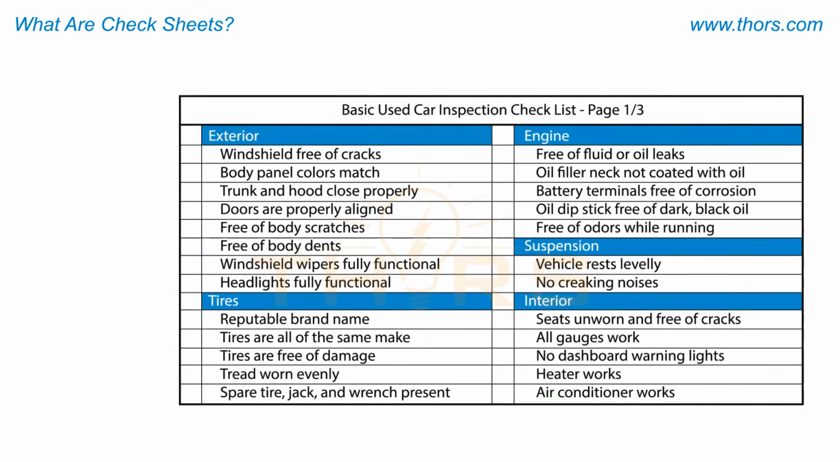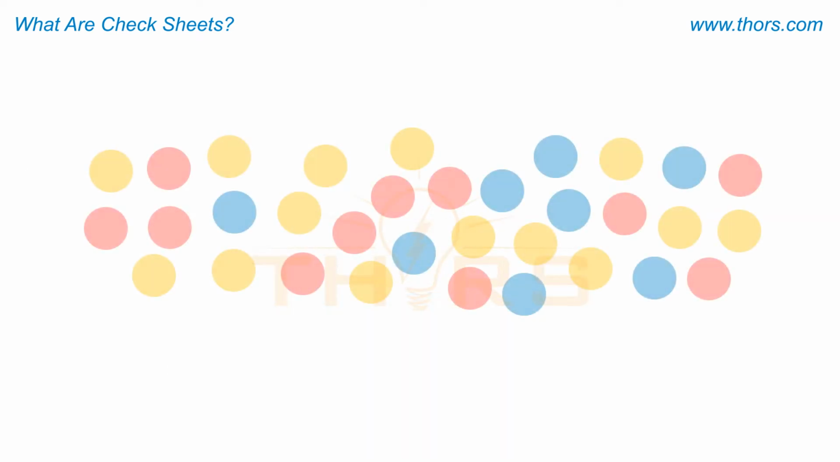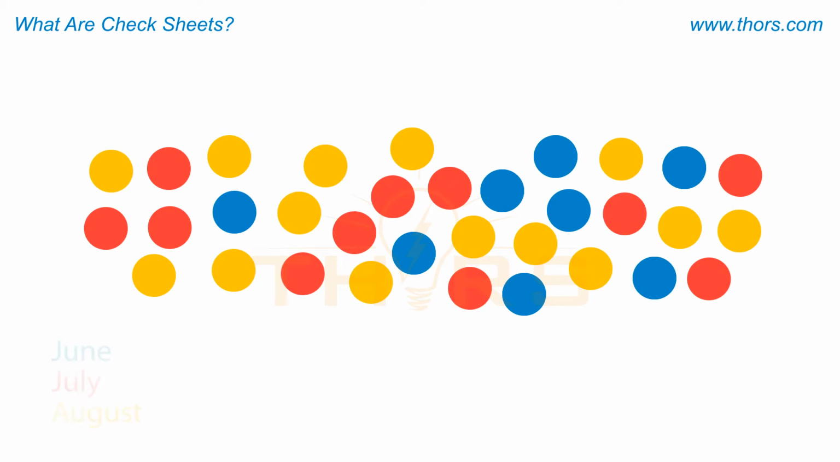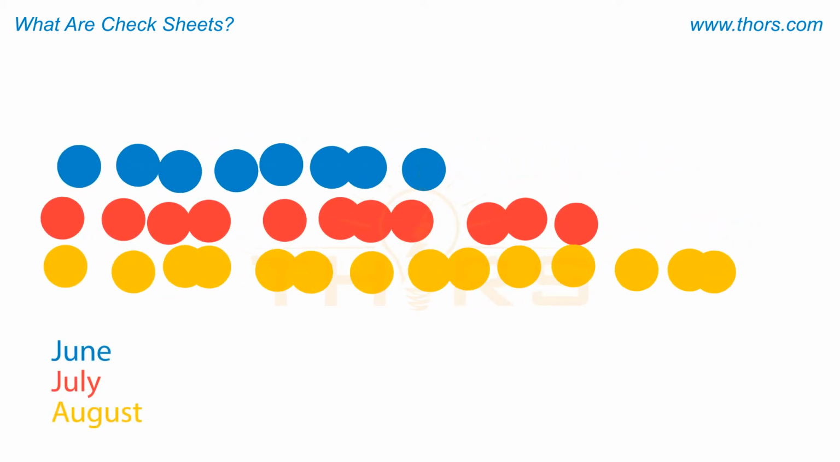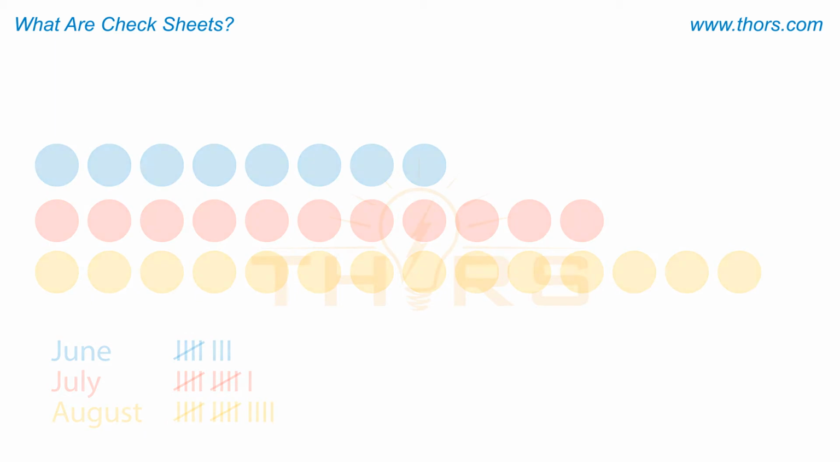As check sheets provide a structured format in which data can be collected, businesses, individuals, and other groups are able to use check sheets to assess potential issues. Common uses for check sheets include stratifying or arranging data as it is collected, understanding changes in variables through the passage of time, and analyzing data as it is collected.